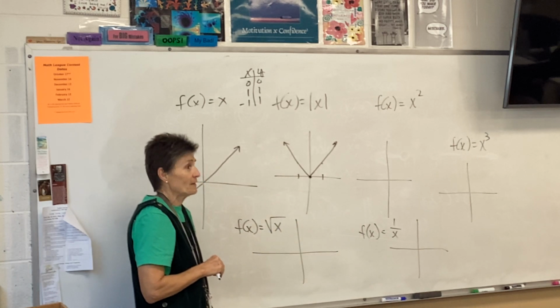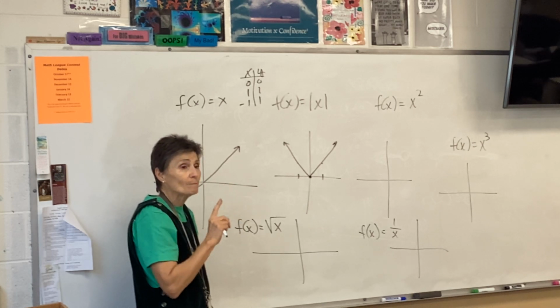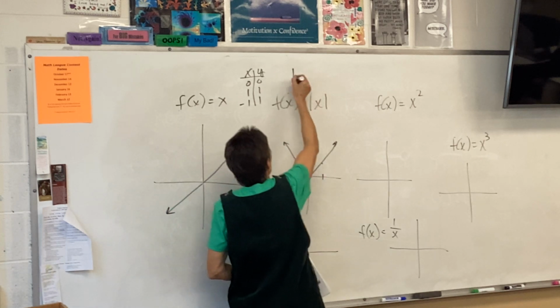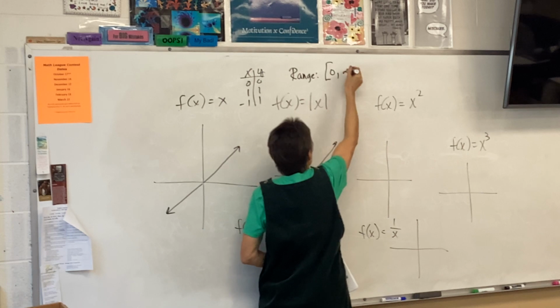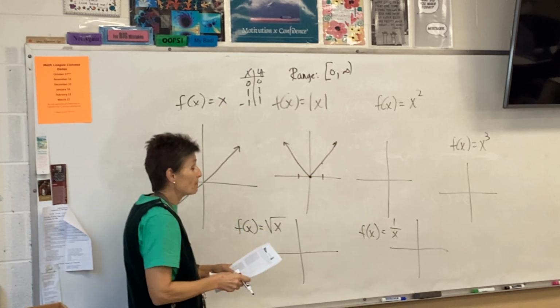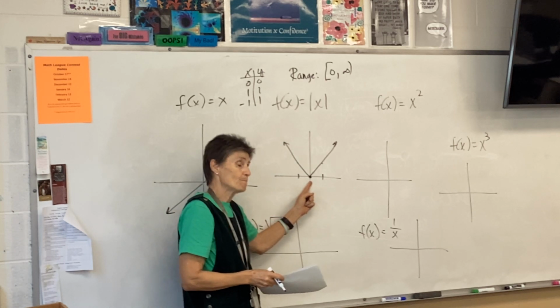Negative infinity to positive infinity. X can be anything. What's the range? Be careful. 0 to infinity, and the 0 would be included. So for the range, it would be 0 to infinity. Perfect. Beautiful. All right. X-intercept and Y-intercept are both still the origin, 0, 0.